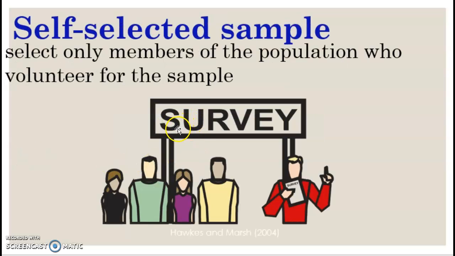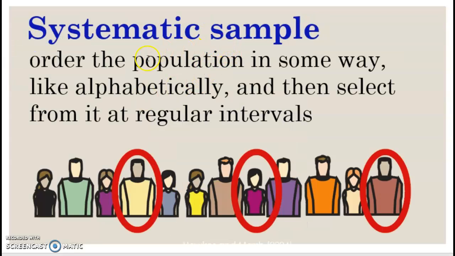Self-selected sample. Select only members of the population who volunteer. Again, that can create a little bit of a bias, but sometimes it's the only way you can go, or it's the fastest way you can go. Like, for instance, the one where people who had high blood pressure were asked to volunteer. Systematic sample. Order the population in some way, like alphabetically, and then select from it at regular intervals. So you could pick up the phone book and pick every 10th person out of it. That would be a systematic sample.